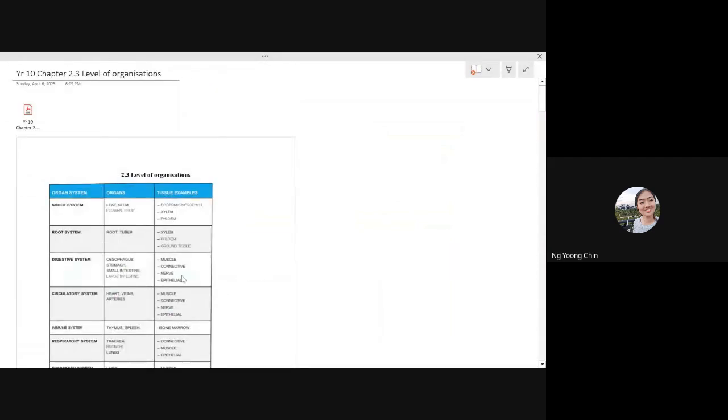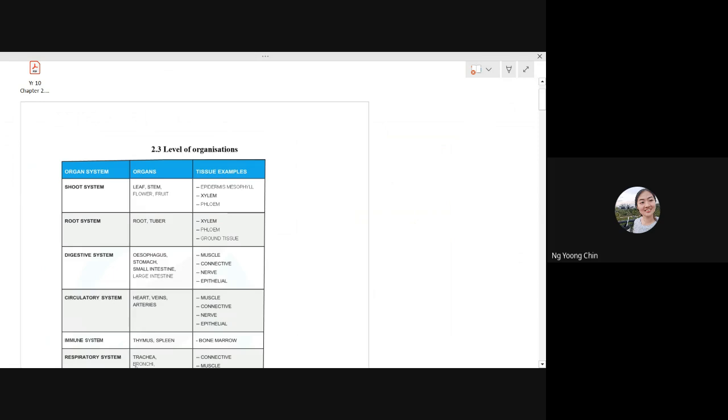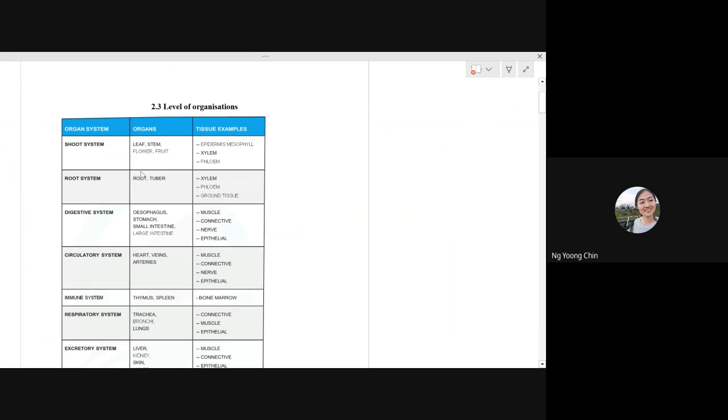Don't be shy. Okay, so now we'll start on chapter 2.3, which is the levels of organization. This is just for you to have a read. Actually, this is very unlikely to come out in the exam. But you can see that this is the organ system. For the plant, you have the shoot system and the root system. The shoot system is comprised of the leaf, stems, flowers, fruits. Inside the tissue, they have the xylem, phloem, and the mesophyll cell.